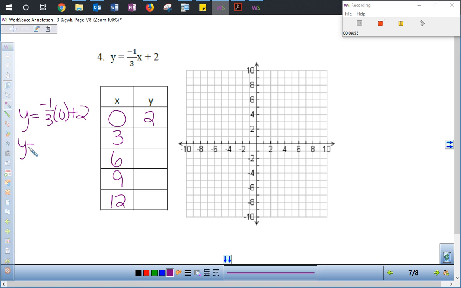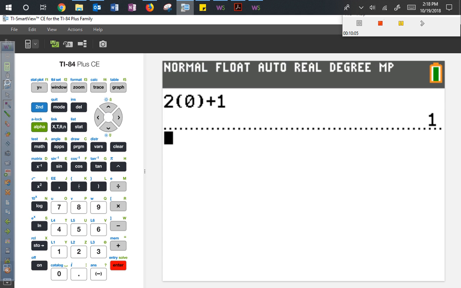Then I have y equals negative 1/3 times 3 plus 2. This one might be a little trickier because it's harder to take a third of something, so if you need to use your calculator, we can say negative 1/3 times 3 plus 2, and we're going to get a result of 1.